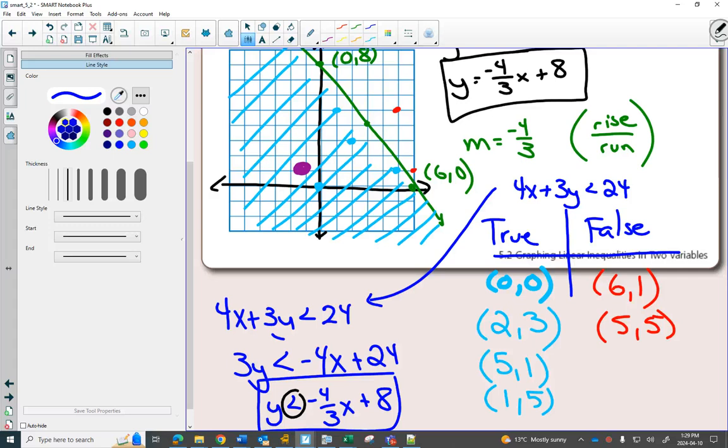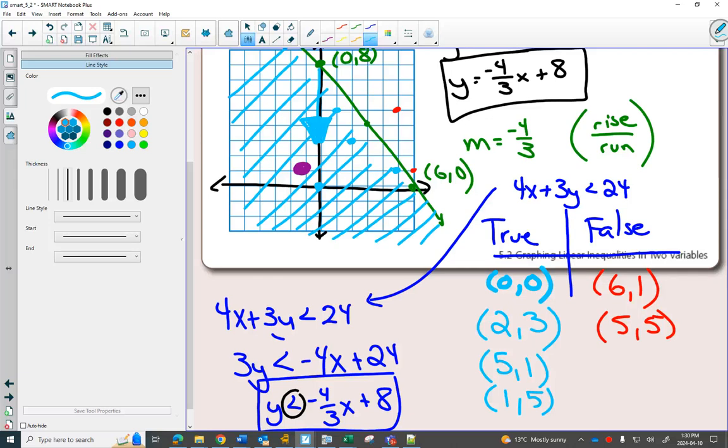which says that my y values always have to be less than the line. You can take any point on the line. Here's the point 0, 8. And if I take all the y values less than, big arrowhead here, less than would be below, right? And if I always take things below the line, I'd have to shade underneath.